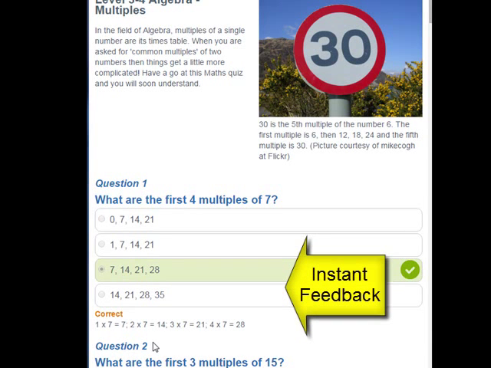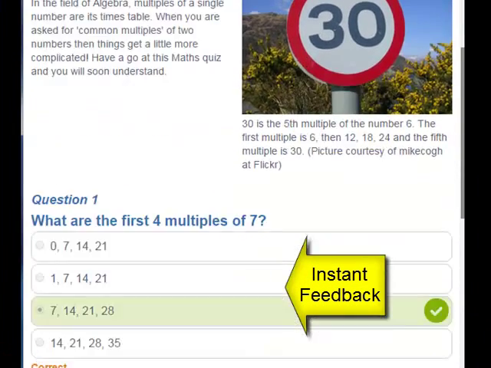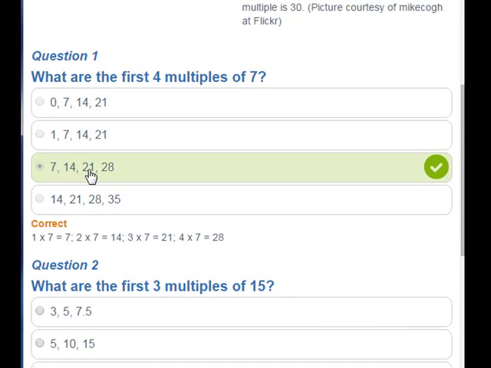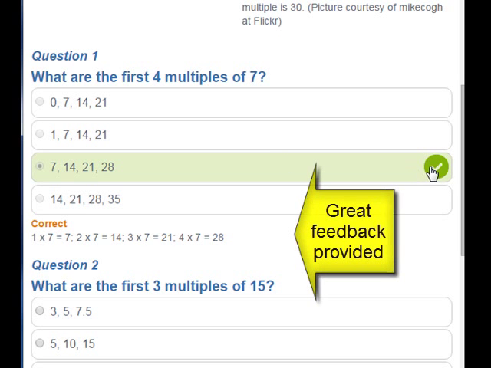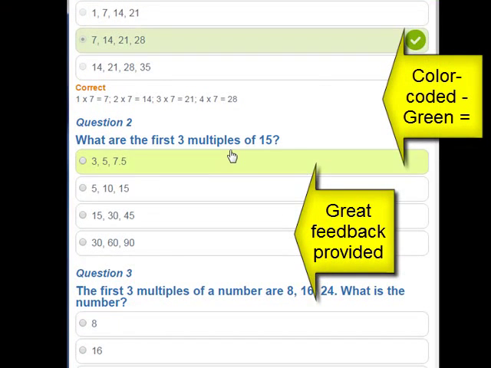It says correct. And here's the beauty of the quiz: immediately you get feedback on what the correct answer was. You get told what the correct answer is, you get a green check box. Instant feedback.